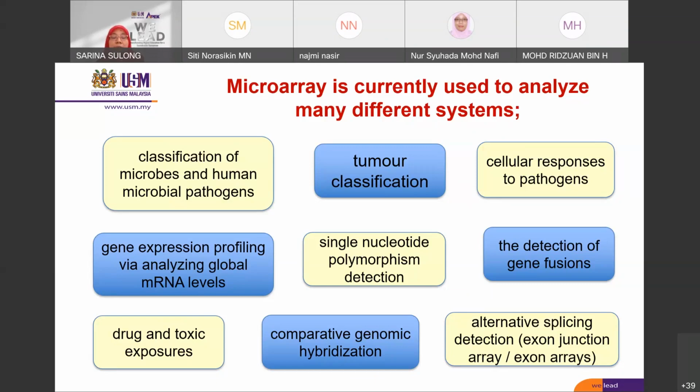So single nucleotide polymorphism and also gene fusion detection are commonly used for cancer study. And microarray-based comparative genomic hybridization, or what we call array CGH, is also being used to investigate genetic aberrations in genetic diseases. So array CGH is also a type of microarray-based or DNA microarray.